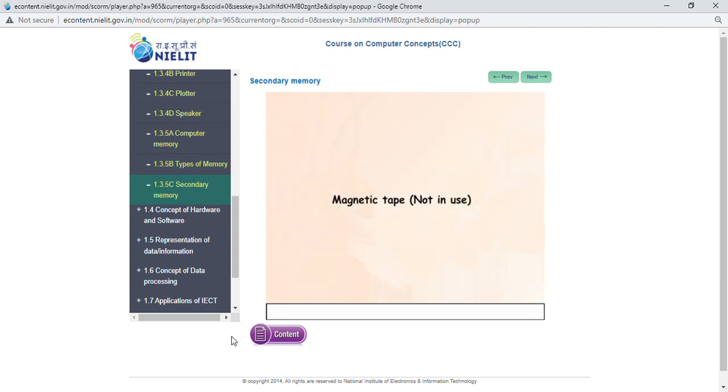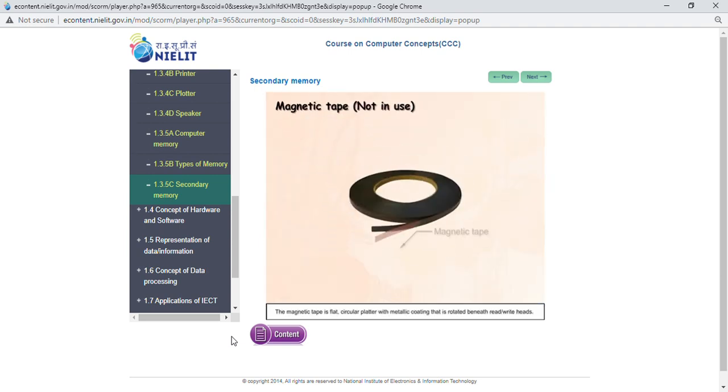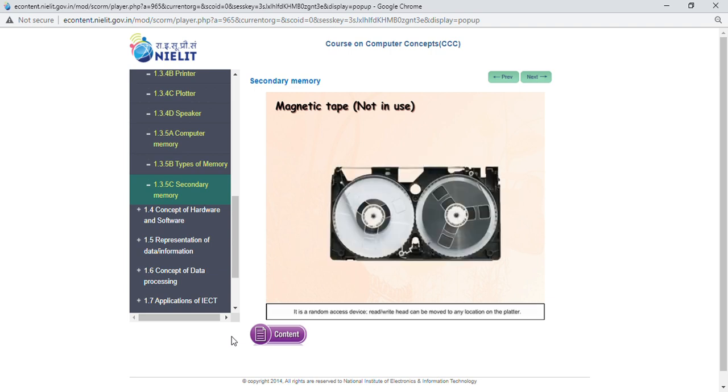Magnetic tape, not in use. The magnetic tape is a flat, circular platter with metallic coating that is rotated beneath read or write heads. It is a random access device. Read or write head can be moved to any location on the platter.